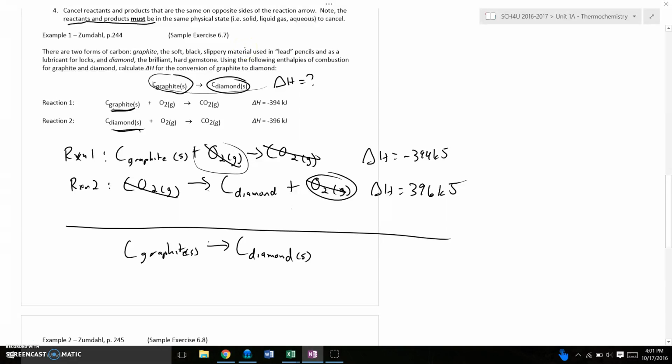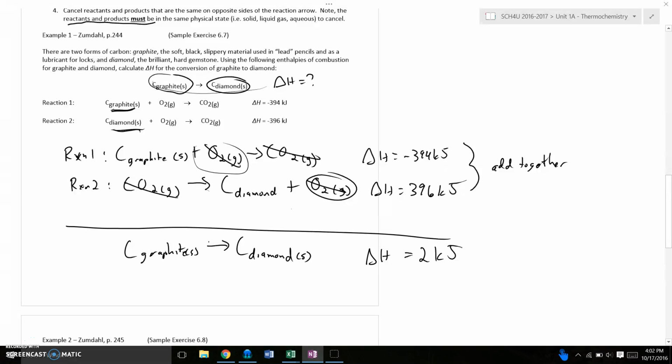If that's the case, you can now just add your enthalpies together. So I take my negative 394, add 396, and my final delta H for the formation of diamond is 2 kilojoules.